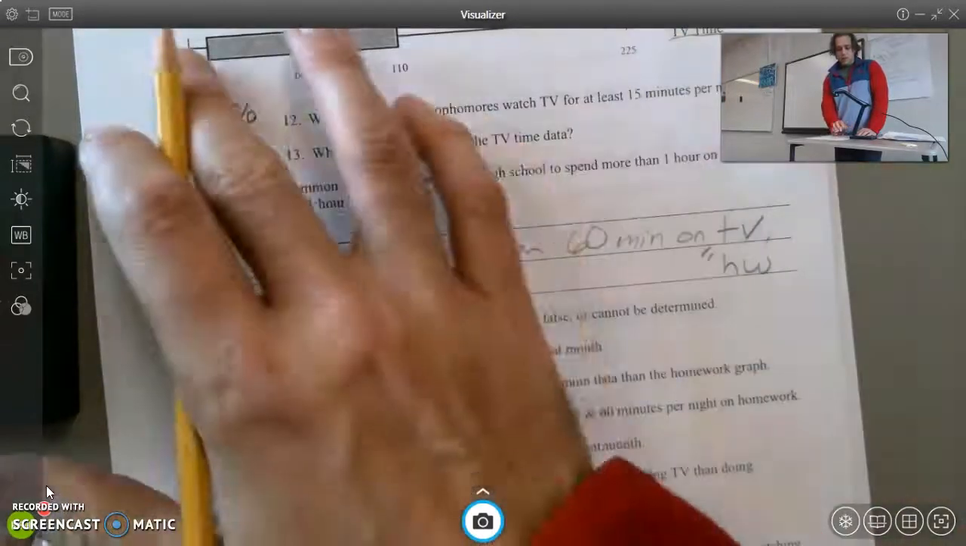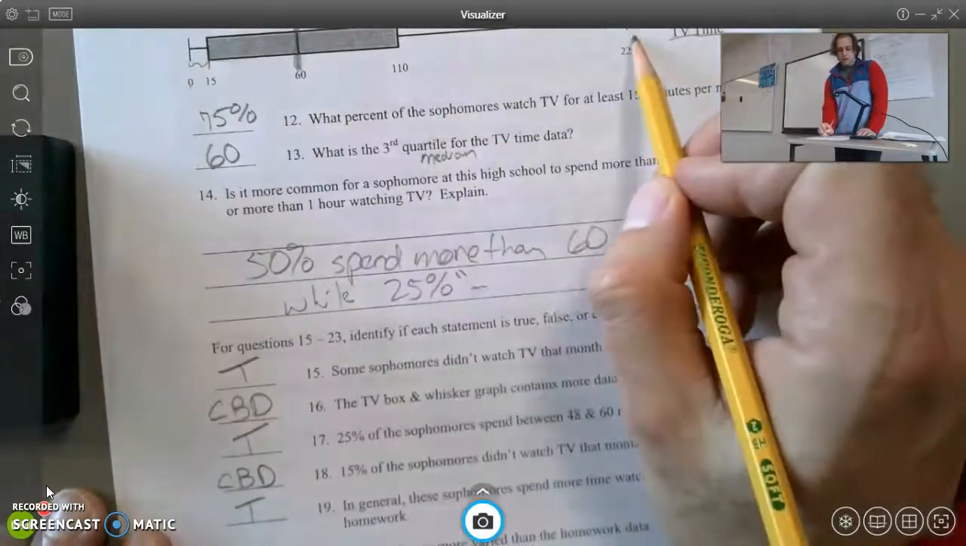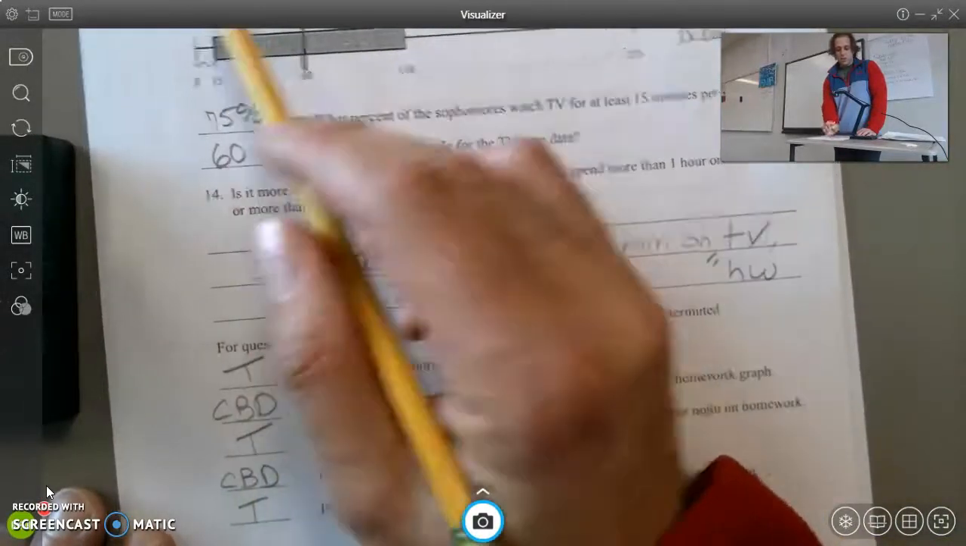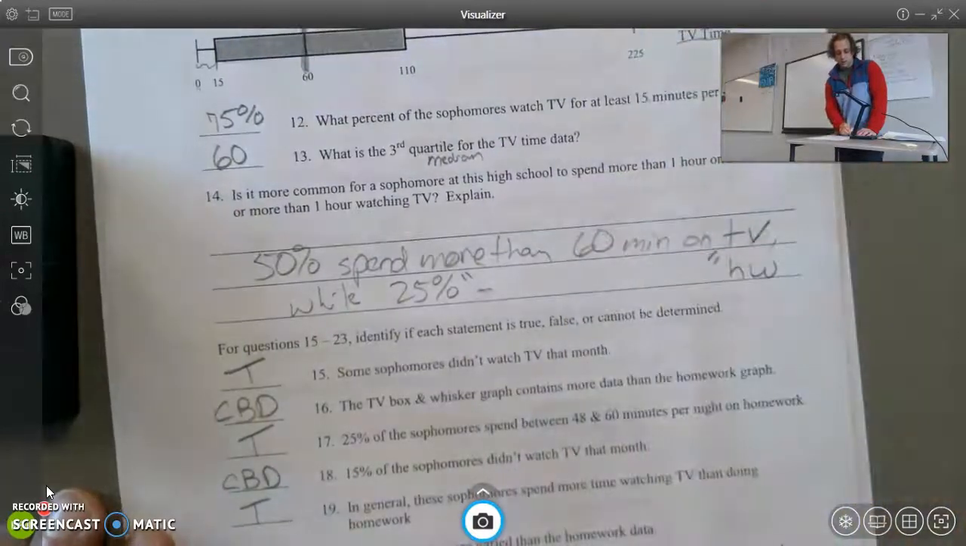The TV data is more varied than the homework data. TV is more varied than the homework data. It has a larger range. So I'm looking at the range. It has a range of 225, while the range on homework is just 190. So I would say that that is true.